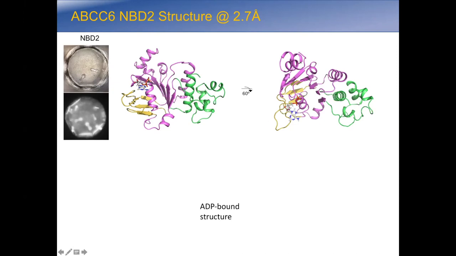We didn't get ATP. We got a molecule called ADP, which is the breakdown product of ATP, and that's located in this binding site. And that happens with crystallography. You sometimes capture things with different nucleotides or different nucleotide states that you capture in the reaction cycle. So in this case, we have NBD2 with ADP and not ATP.